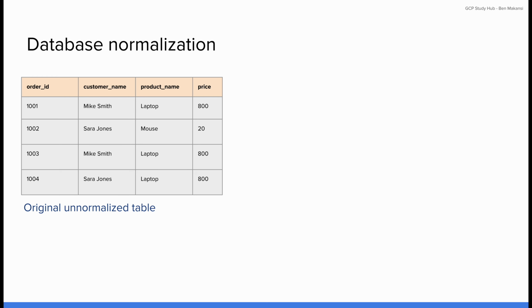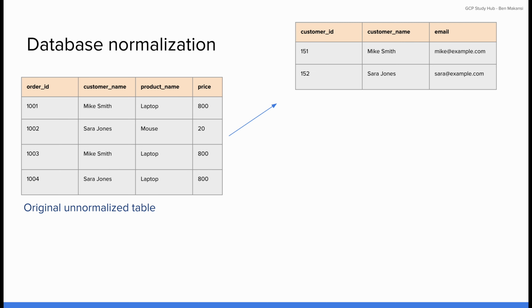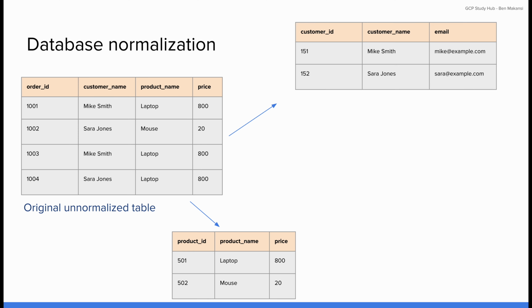First, let's create a customers table. This table will store each customer's information, like their customer ID, name, and email, ensuring we only store this data once. Instead of repeating the customer's name and email for every order, we'll just reference their customer ID in the orders table. Next, we create a products table.